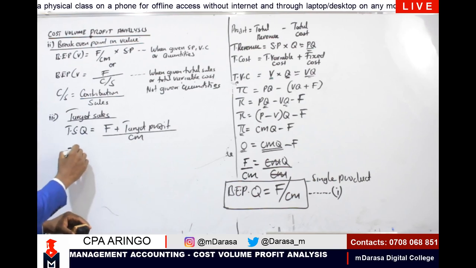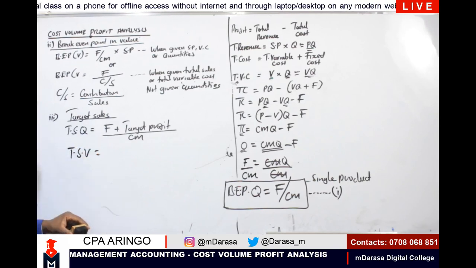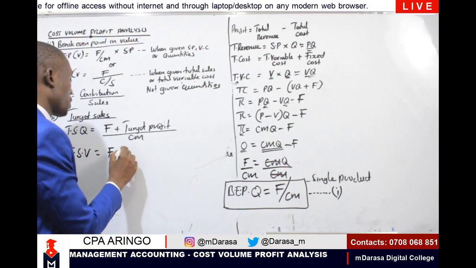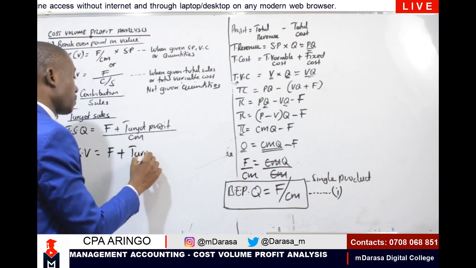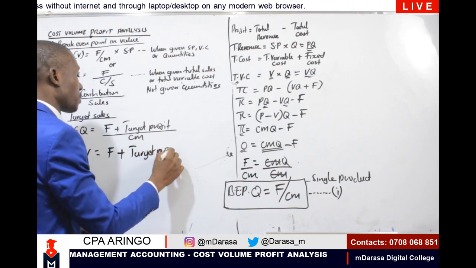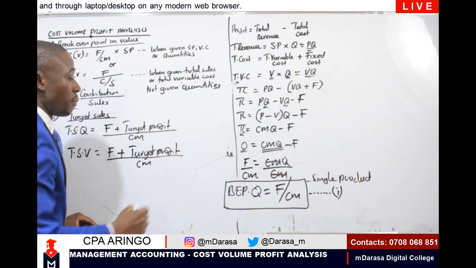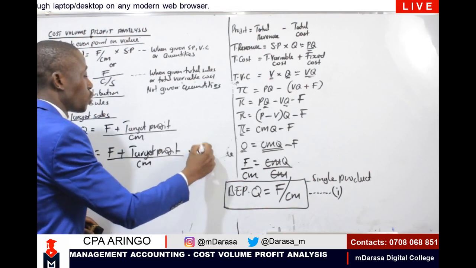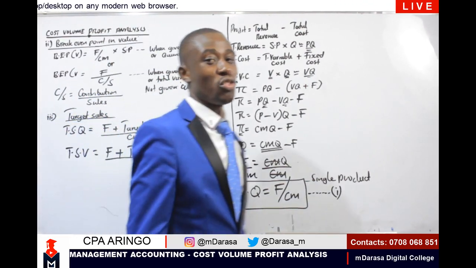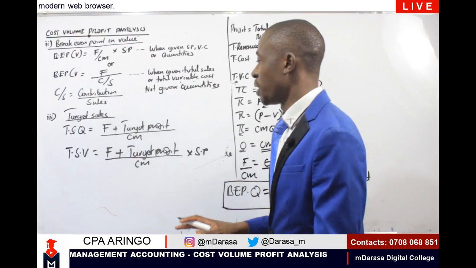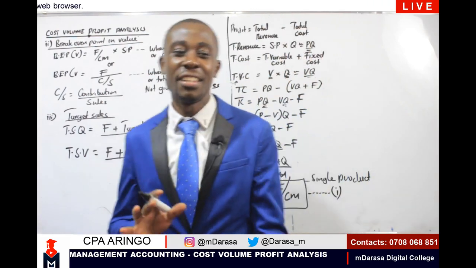What about in the case that we are required to determine our target sales in value? To determine our target sales in value, we're going to talk of fixed cost plus our target profit. We are going to divide by our contribution margin. But this time round, I'm going to introduce what? Selling price per unit. We are going to introduce our selling price per unit. That should give us our target sales in value.